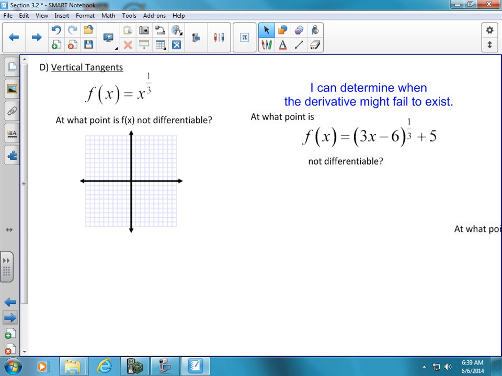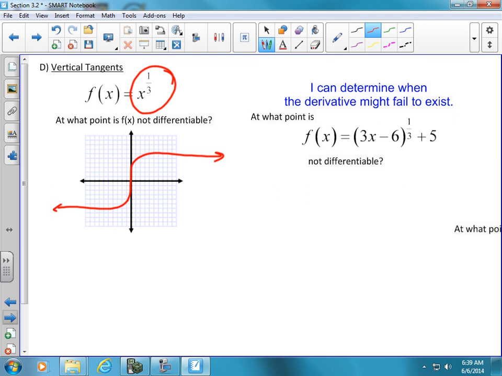The last way that we have non-differentiable functions is when we have what's called a vertical tangent. x to the 1/3 is a function that looks like this. And it's different from other functions that curve like this because there's a point right here at x equals 0 where the function actually has what's called a vertical tangent. So the tangent line is straight up and down, therefore it's undefined. Okay, so the slope equals an undefined number.